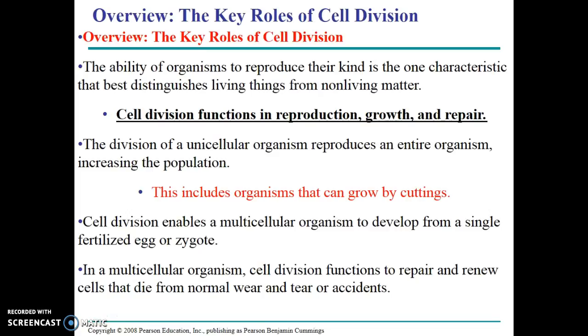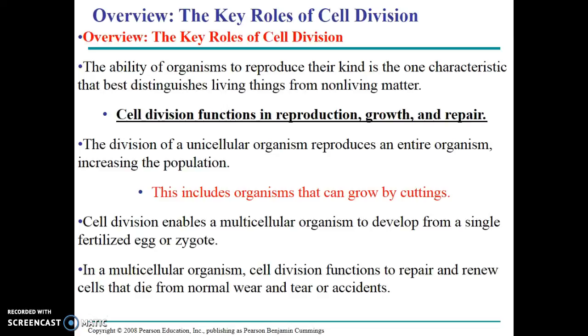So we have an overview. First, let's take an overview. The key role of cell division. The key role of cell division, the ability of an organism to produce its own kind, is the one characteristic that best distinguishes living things from non-living.